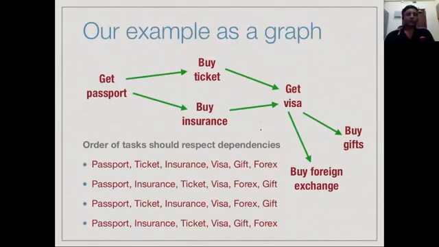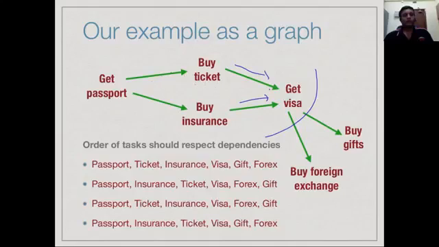If we look at the constraints that we wrote, this is the graph that we had. We had a constraint which said you need a passport to buy a ticket, you need a passport to buy insurance, and you need both a ticket and insurance to get a visa. So there are 2 constraints pointing to visa. Then you need a visa to buy foreign exchange. And finally, we will buy a gift only if the trip is confirmed. At this stage, when all these operations are done, we can assume the trip is confirmed because nothing is blocking us from getting on the plane.